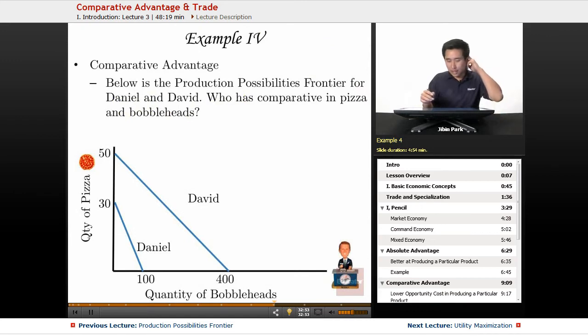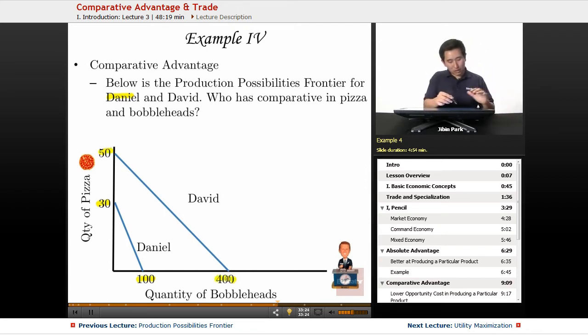Another example is the production possibilities for Daniel and David: who has comparative advantage in pizza and bobblehead? So David and Daniel are both trying to figure out what to make in terms of pizza or bobbleheads here. Daniel can make either 30 pizzas or 100 bobbleheads, whereas David can make 50 or 400.